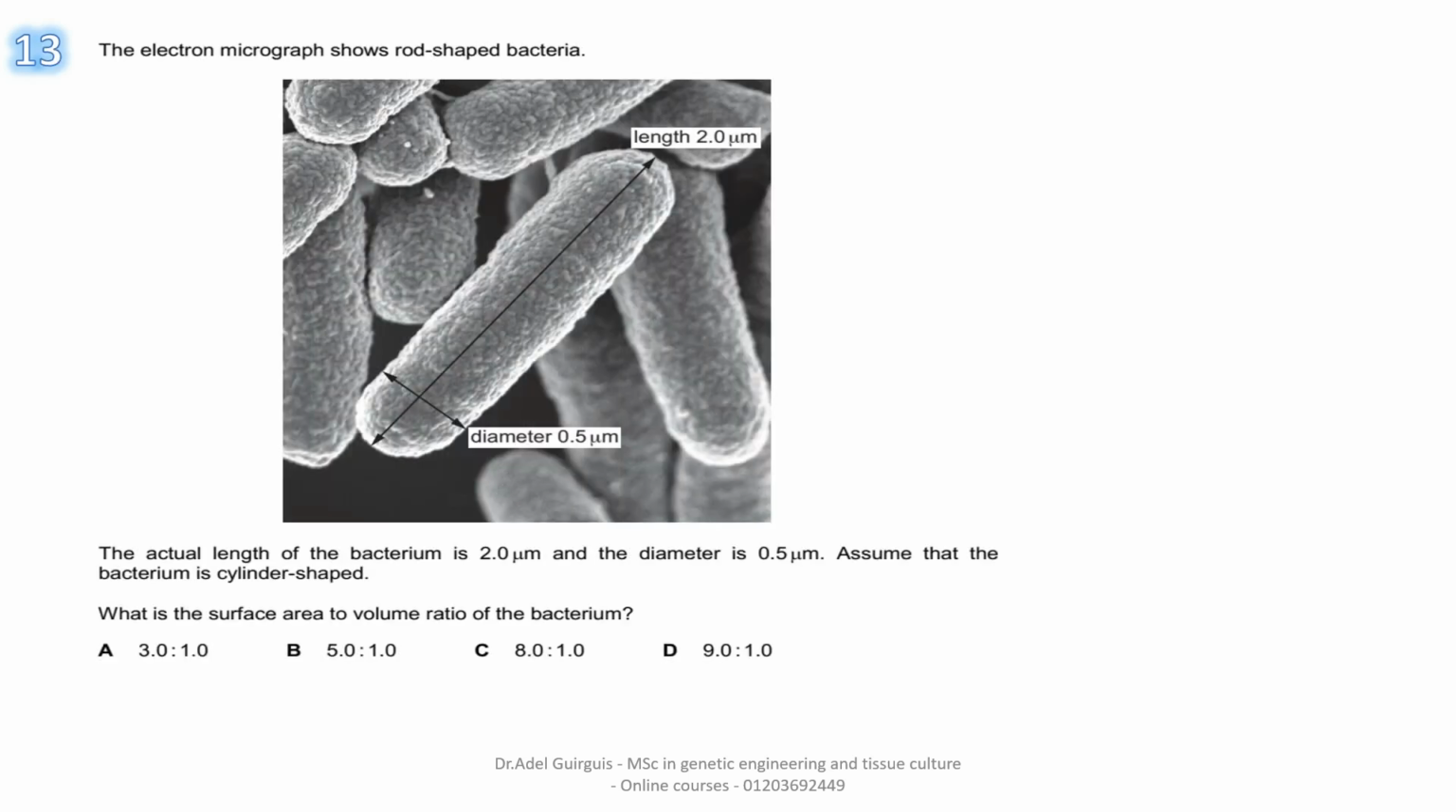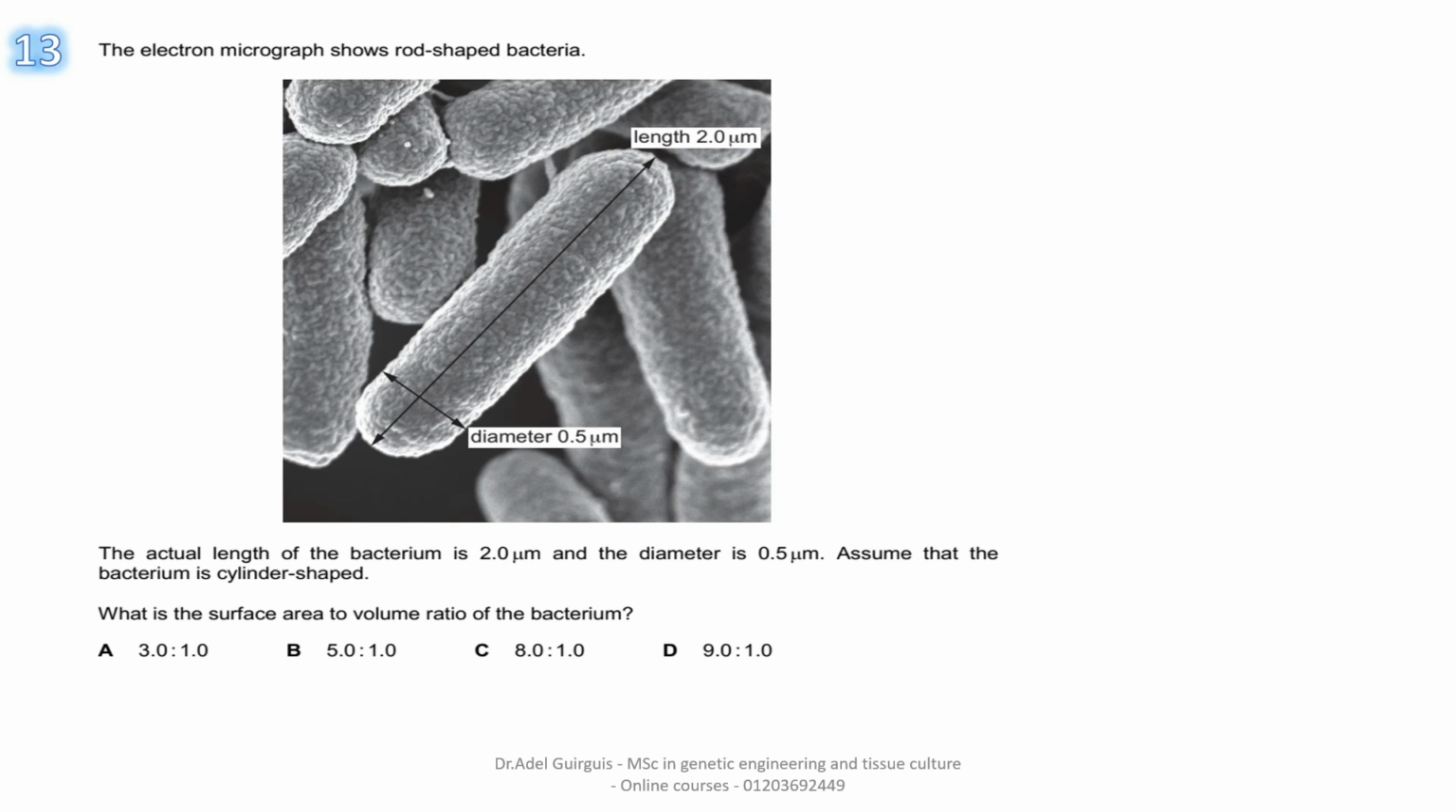Okay. Number 13. The electron micrograph shows rod-shaped bacteria. The actual length of the bacterium is 2 micrometer and the diameter is 0.5 micrometer. Assume that the bacterium is cylinder shaped. What is the surface area to volume ratio of the bacterium?